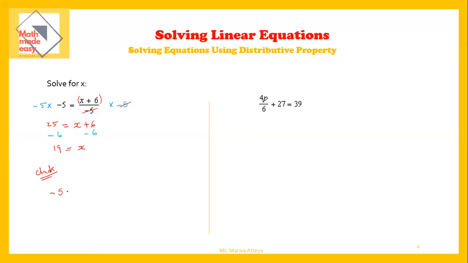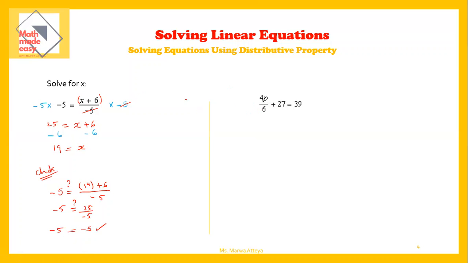Negative 5 equals, and let's check if 19 plus 6 over negative 5, how much is that? We're not sure yet. Well, 19 plus 6 is 25. And we know that 25 divided by negative 5 is negative 5. So both sides are equal. So my solution is correct. Okay? Let's see a different shape.